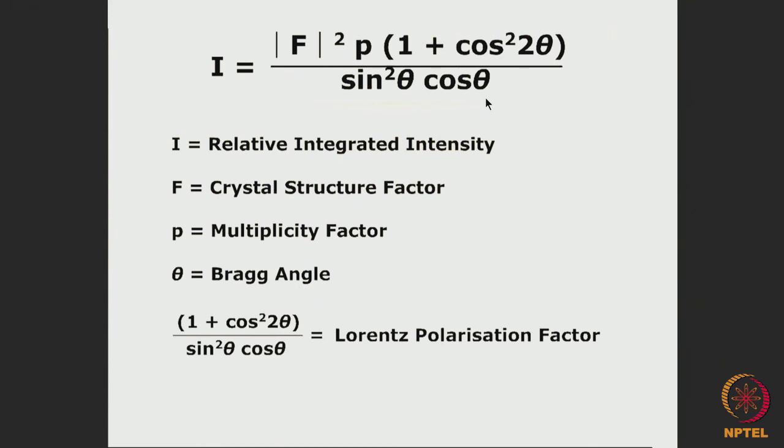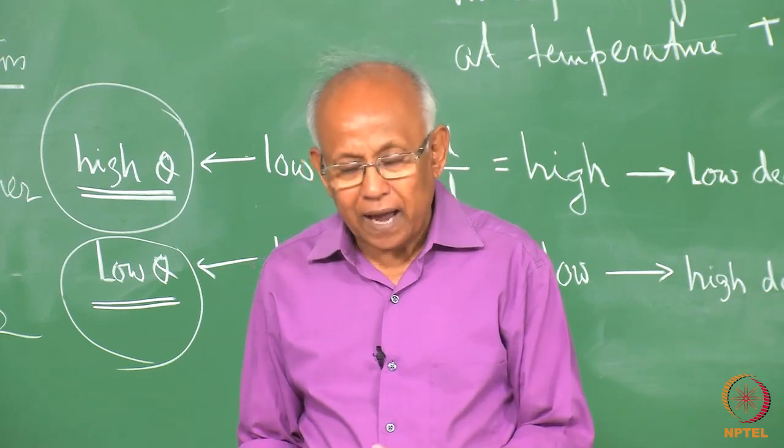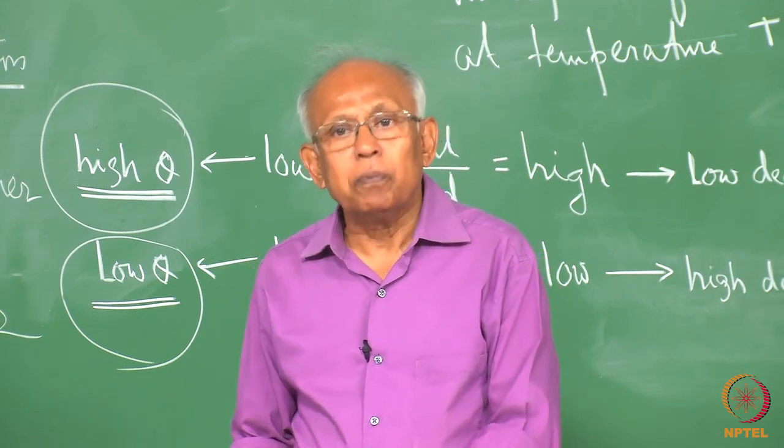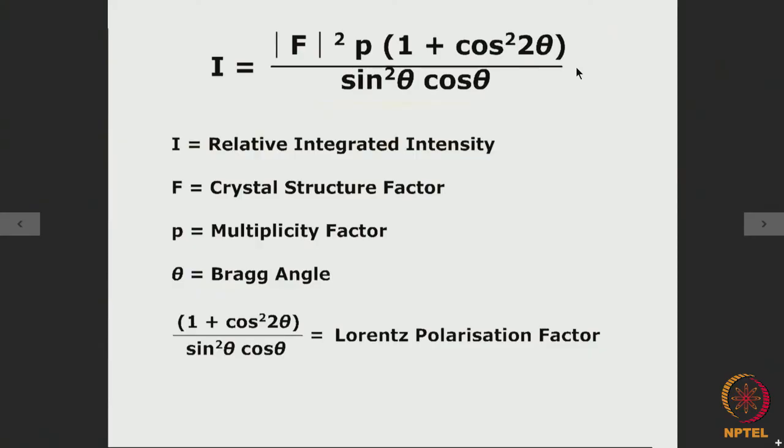Now, we have left out the temperature factor and the absorption factor from the intensity equation, because as I already mentioned, the effect of one is exactly the opposite of the effect of the other. Therefore, we can say that if we want to find out the relative intensity of a diffraction line in the Debye-Scherrer method, it can be given by an equation of this type.